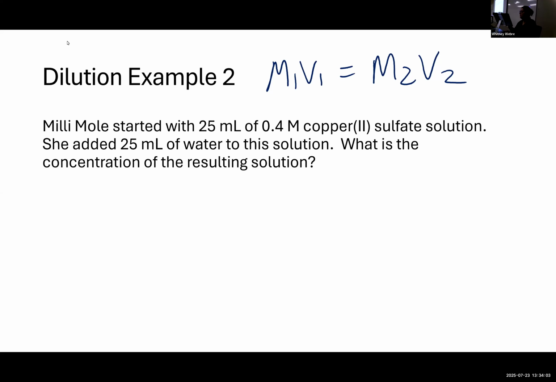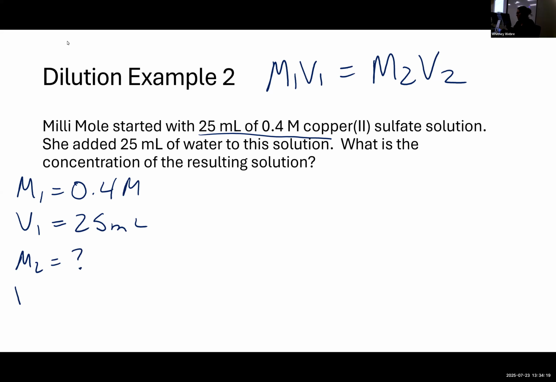So let's go to V for variable. I'm just gonna assign these as the ones. So M1 will equal 0.4 molar. V1 equals 25 milliliters. Here's the trick. Is V2 25 milliliters? V2 is your total volume, and that's why this question is tricky.